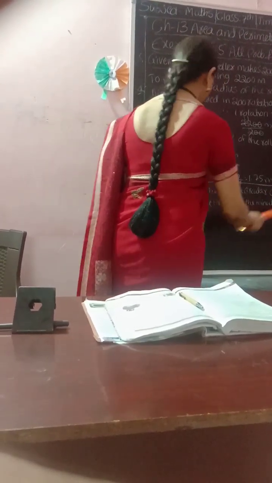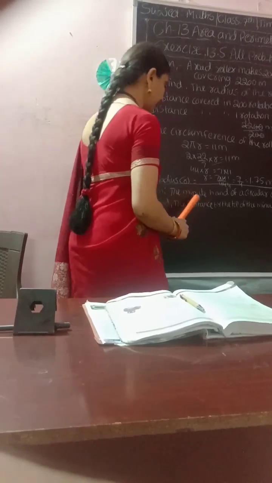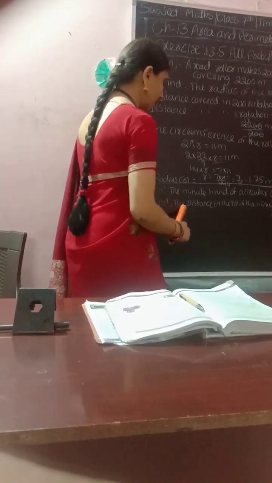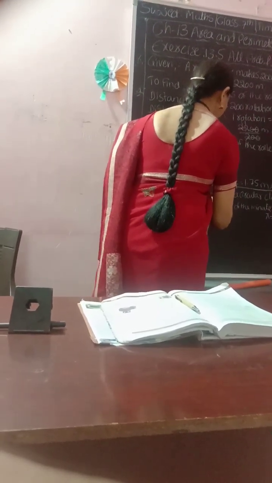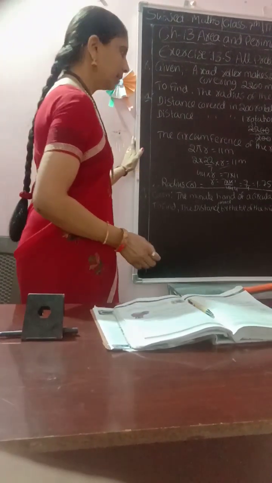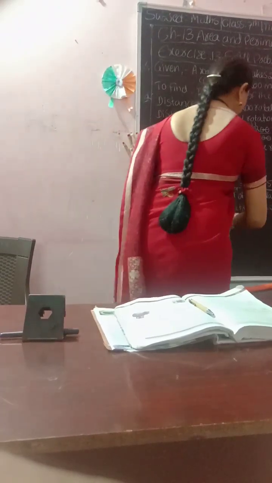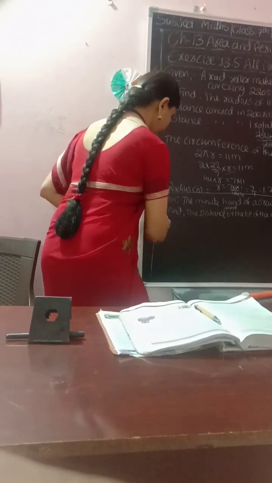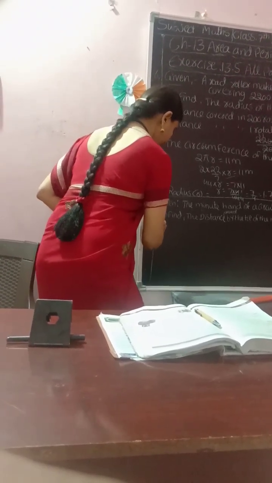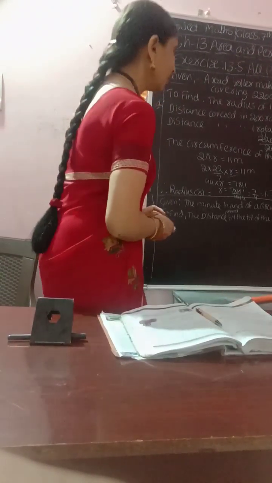Given: the minute hand of a circular clock is 15 centimeters, and you have to find the distance covered by the tip of the minute hand moving in 1 hour. This is the length of the circular clock, 15 centimeters only. Solution, you can write.